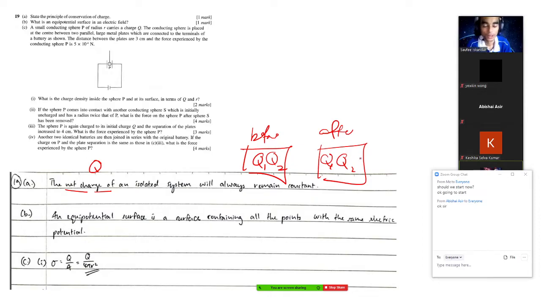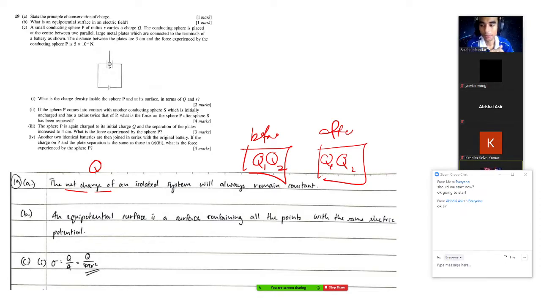There will be no change of the charge. Logically, the charge will not disappear to the other side.